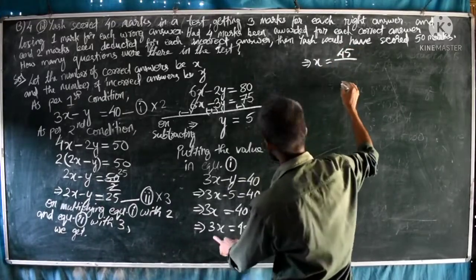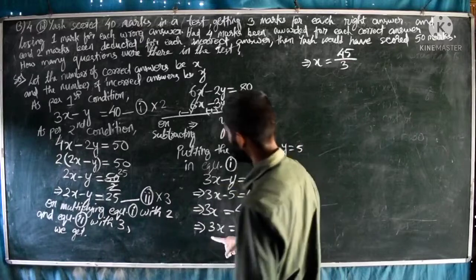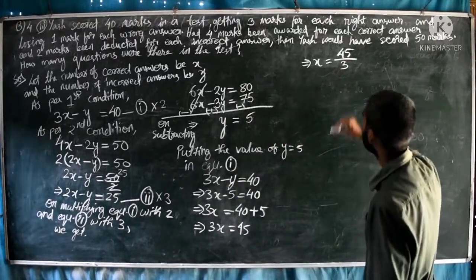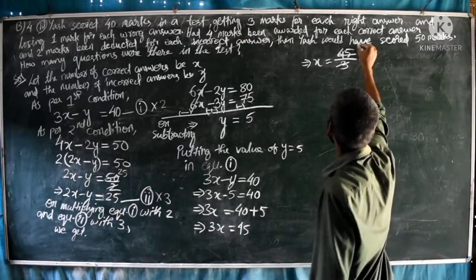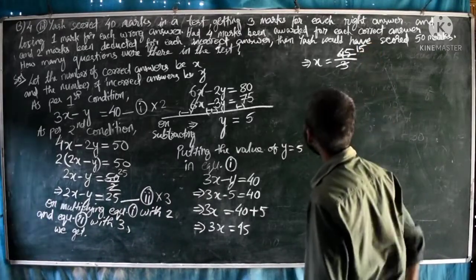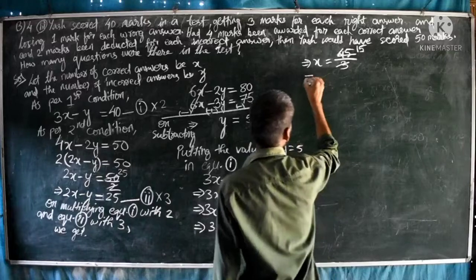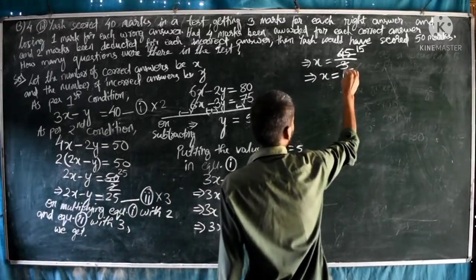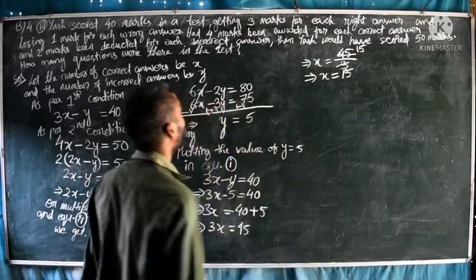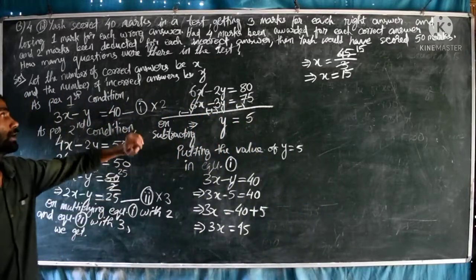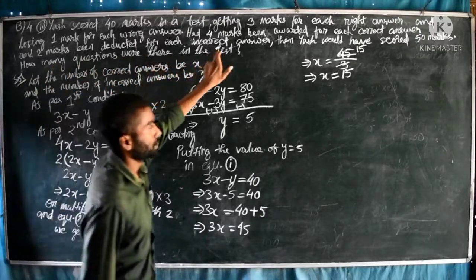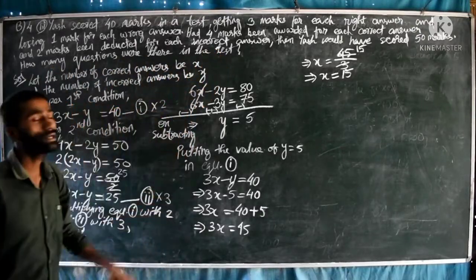So x is equal to 45 by 3. 3 here is multiplied with x. When we are transferring to the other side, it will change into divide. 3, 15 times it is 45. So x we got here is 15. But here we are not asked to find x and y. We are asked here how many questions were there in the test. Total number of questions in the test.